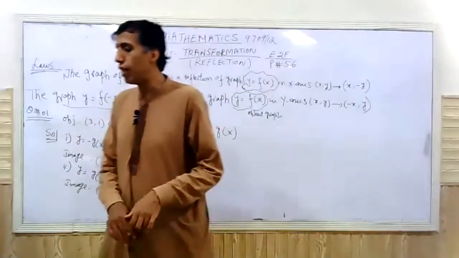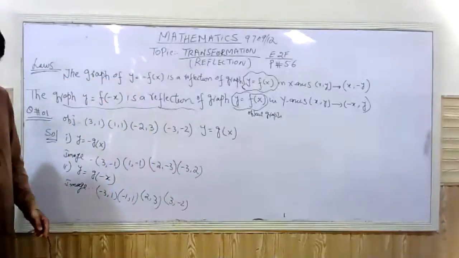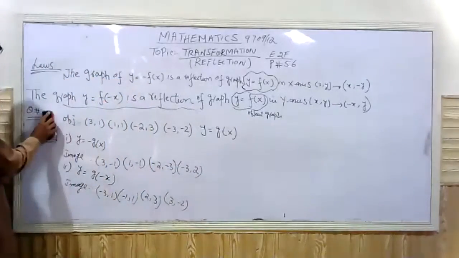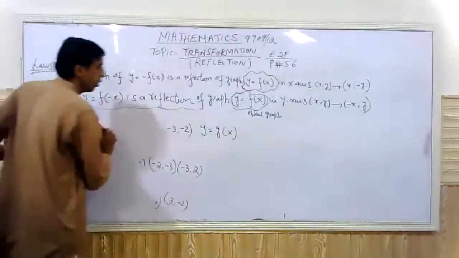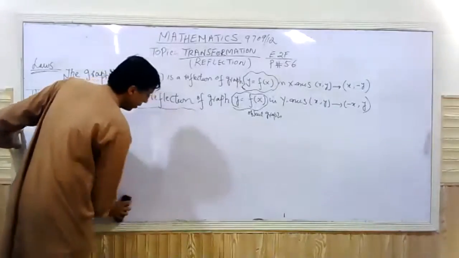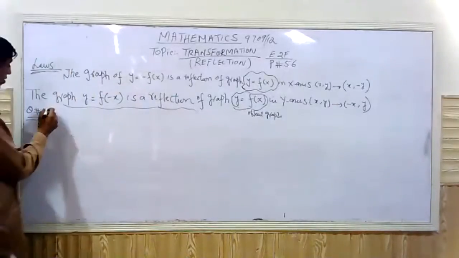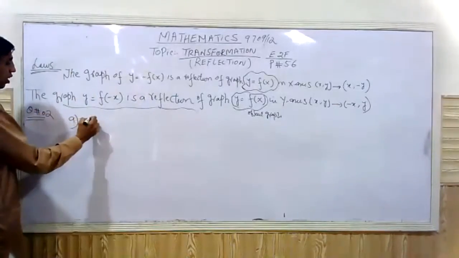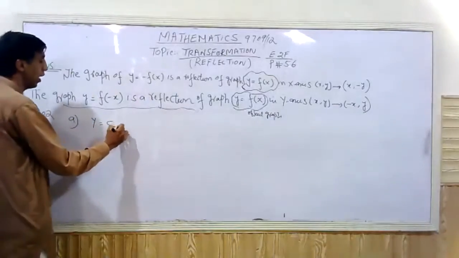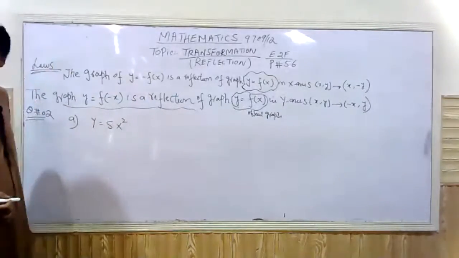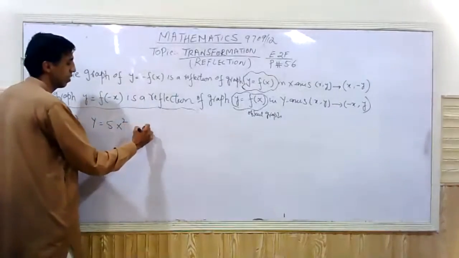The second type is question number 2, part A. He has given y equals 5x squared, and I have to get the reflection in the x-axis.